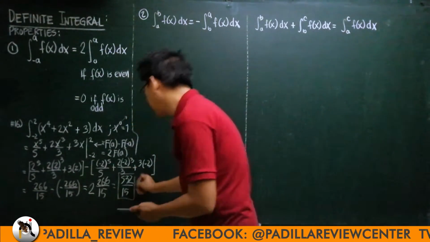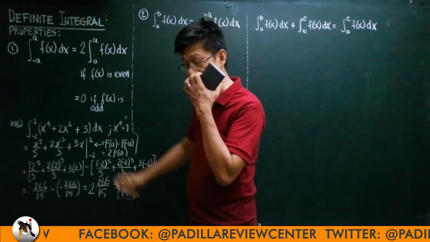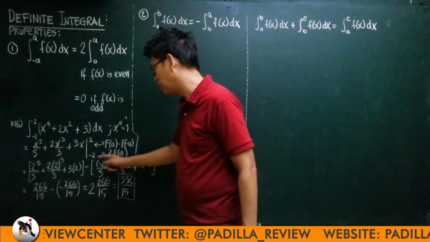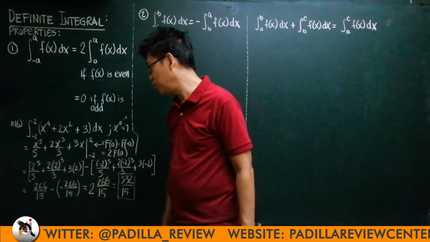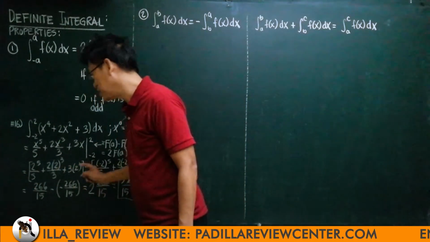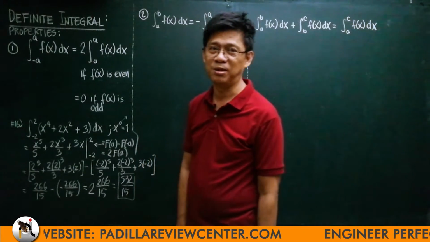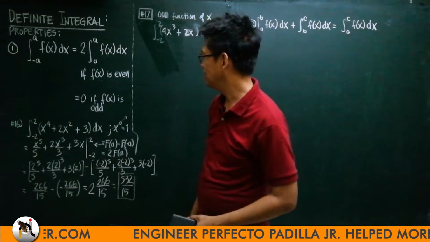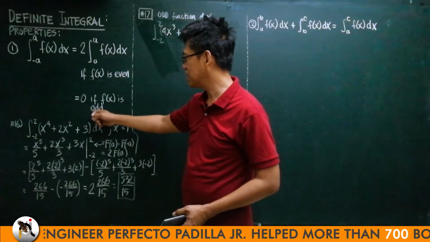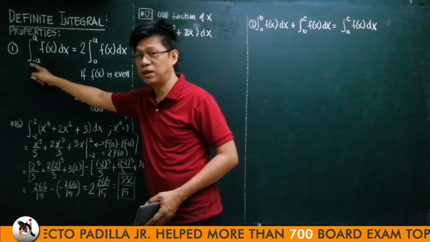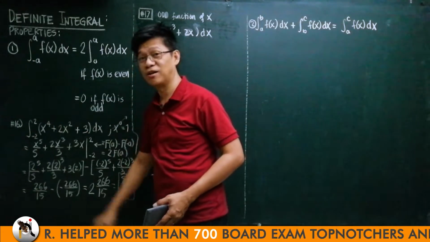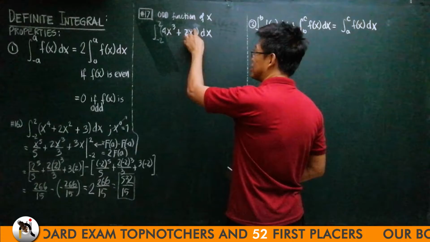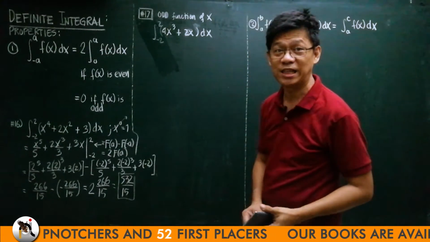Now, the essence of this property is instead of recomputing this or this substitution, you'll just be able to reduce it to just one substitution. That is of the upper limit. You get it? Now, according to this property, on the other hand, when function of x is odd, this integral with limits minus a to a will be 0. Like this. When we say odd function, the exponents of x are all odd.